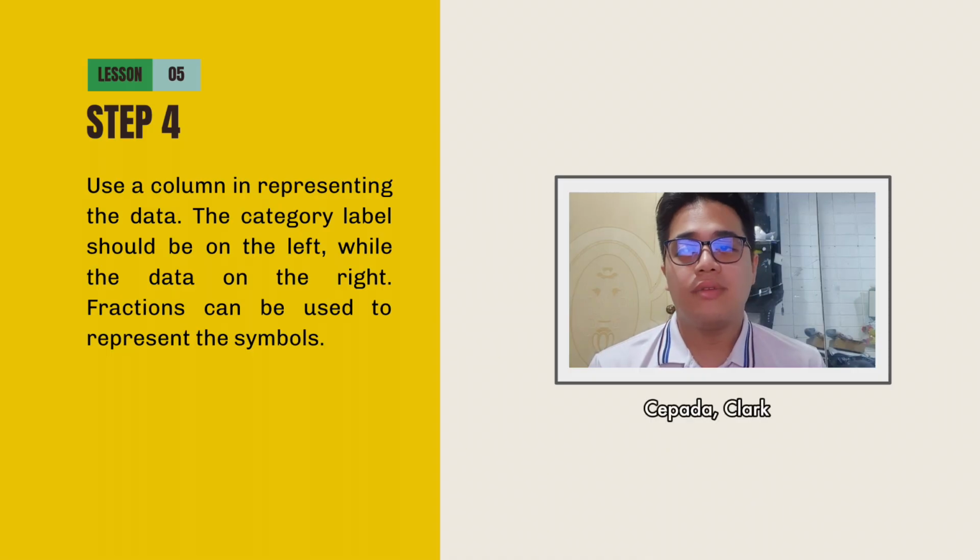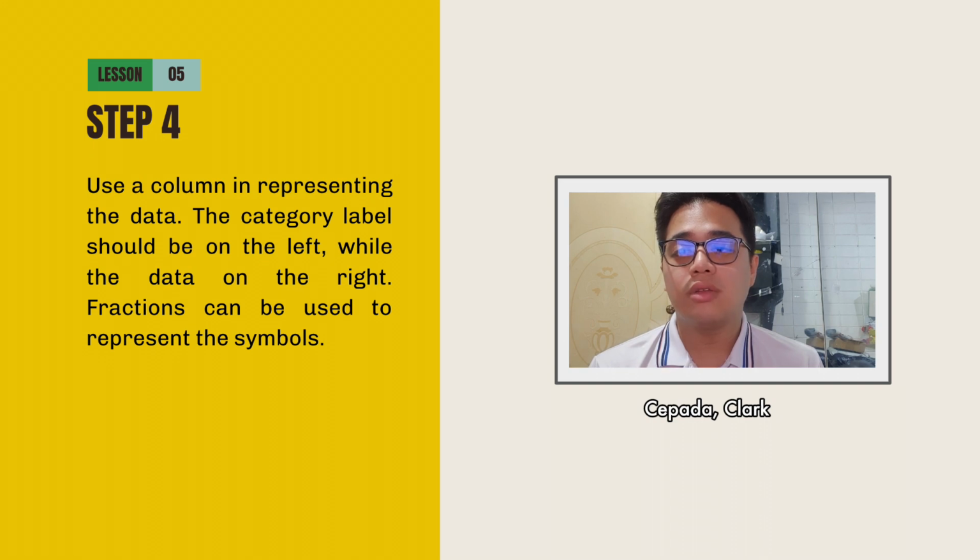Step 4 involves creating a pictograph by illustrating 2 columns to represent categories in the data. Category labels are placed in the left column, while the right column displays the data or the number of symbols required for each label. This can be done by referring back to the previously gathered information, using fractions if necessary to represent a frequency that is not a whole number. Additionally, a key should be drawn to explain the symbols used.